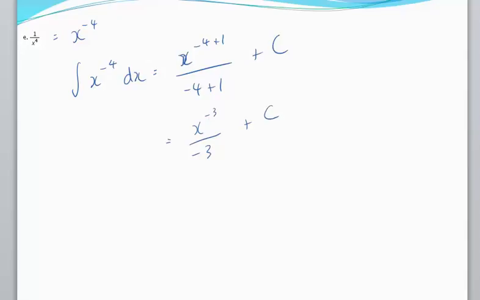So now when we look at this, we can bring our negative sign out the front. We have here x to the power of minus 3, so we can put 1 on 3x cubed plus our constant c.